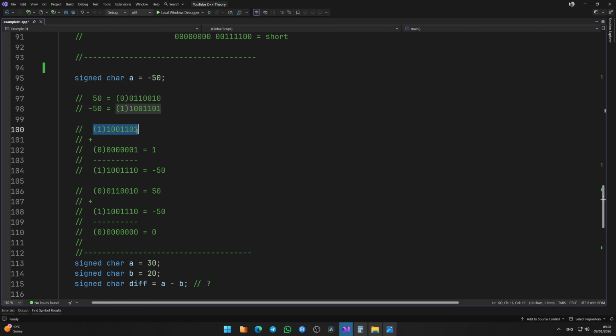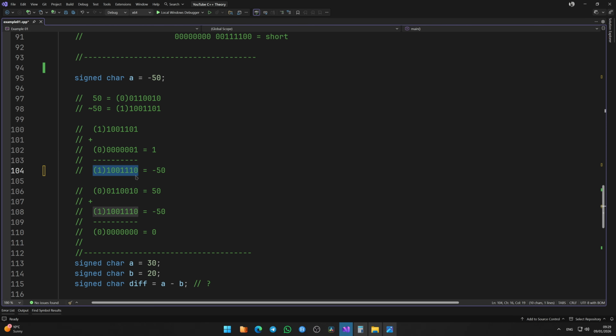Next, we need to add 1 to that number. We add from right to left. 1 plus 1 is 10. We keep the 1 in memory. 0 plus 0 is 0. We add the 1 from the memory, so we get 1. 1 plus 0 equals 1, 1 plus 0 equals 1, 0 plus 0 equals 0, 0 plus 0 equals 0, 1 plus 0 equals 1, and 1 plus 0 equals 1. The final number is minus 50.